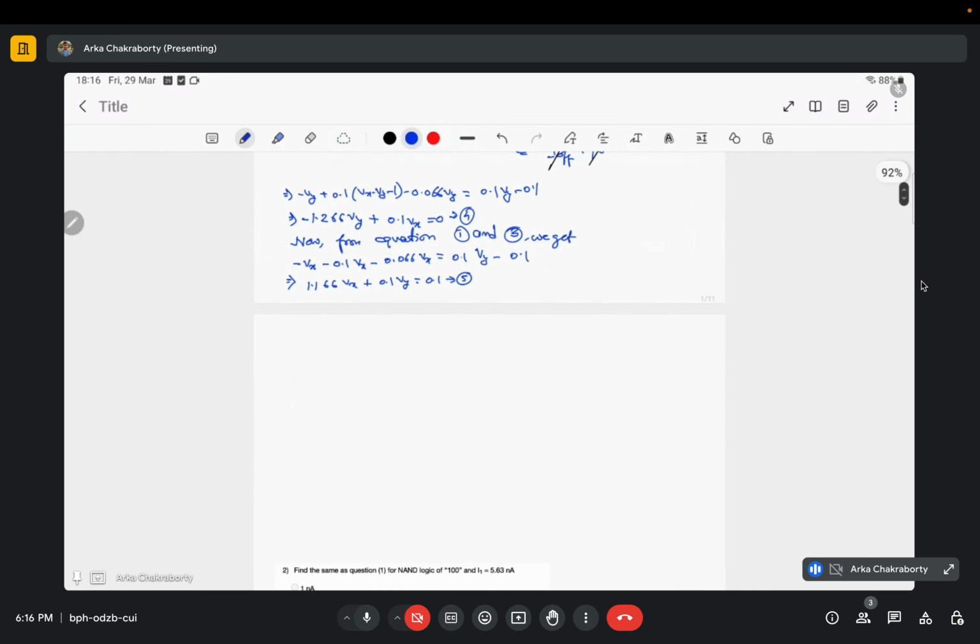Okay, fine. So now I have equations 4 and 5. I have two variables and I have equations 4 and 5, which I'll be solving. I'll be substituting 5 in 4 or 4 in 5, and I'll be simply getting the values of Vx and Vy. So let me use 4 and 5. I'll be using 4 and substituting it in 5.